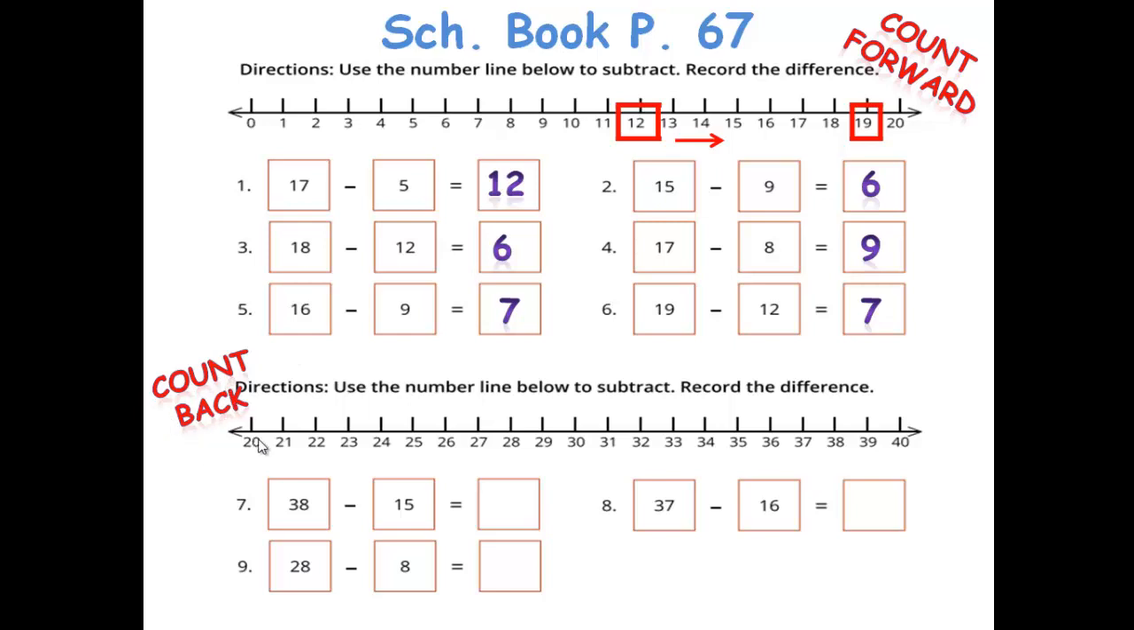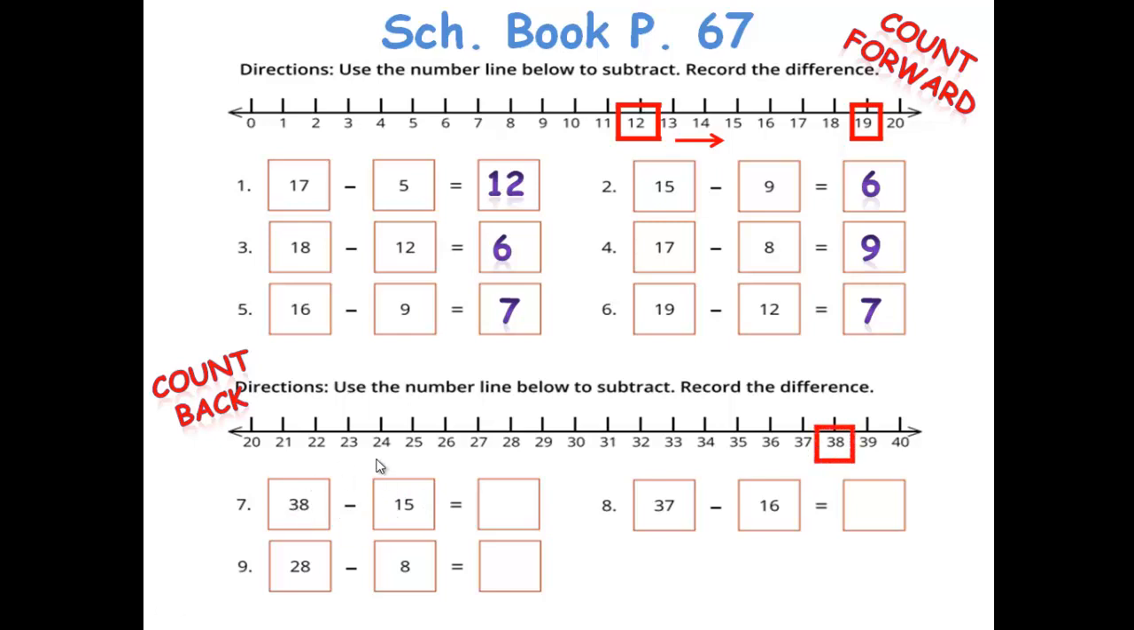Now, I have here a number line starting from 20 till 40. It's asking me to subtract. Let's see the first one. How can we do it? 38 minus 15. I need to take away 15. Now, this strategy says put the big number on your head and count backward. So where am I going to be? On 38 or 15? Very good. It's 38. So I'm going to circle 38.